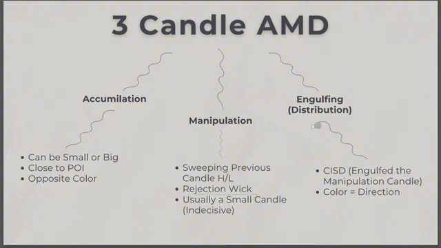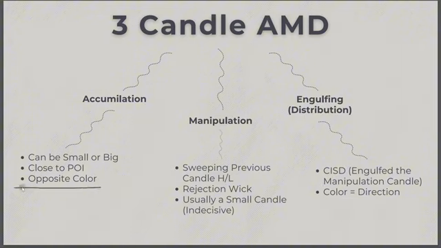Now the third candle is going to be the distribution, but what I'm going to call it here is the engulfing candle. What is engulfing? In simple words, there are a lot of people who like to complicate stuff, but engulfing means CISD, change in state of delivery. I want this change in state of delivery to engulf the manipulation candle. So you see, it's phase 1, phase 2, and phase 3. Accumulation, this manipulation is manipulating the accumulation, and this engulfing is engulfing the manipulation. So CISD engulfing the manipulation candle, and then the color equals the direction.